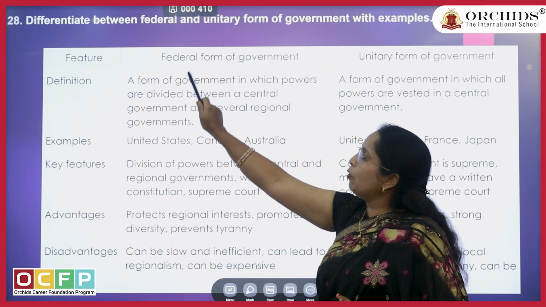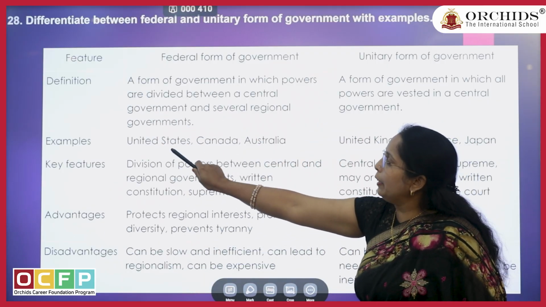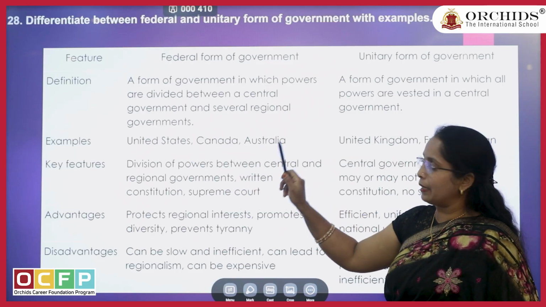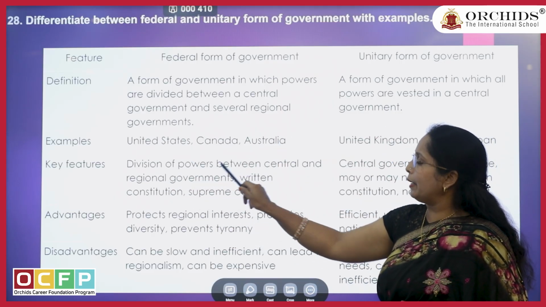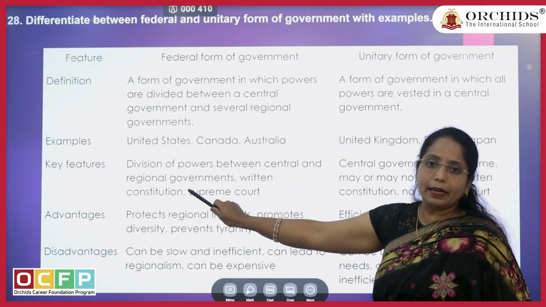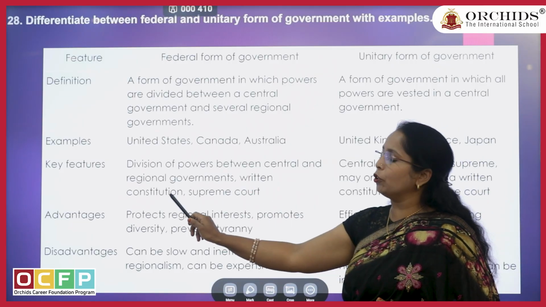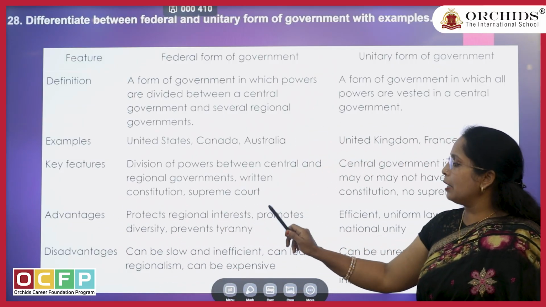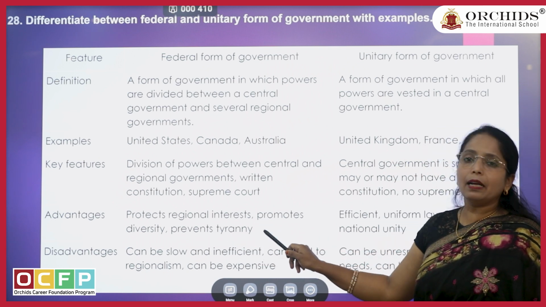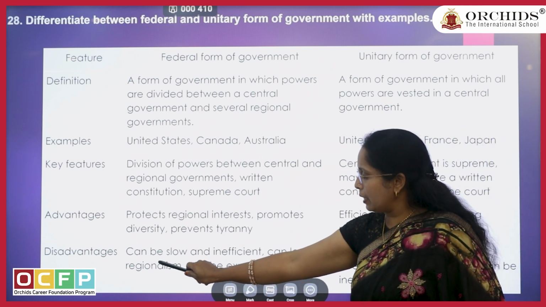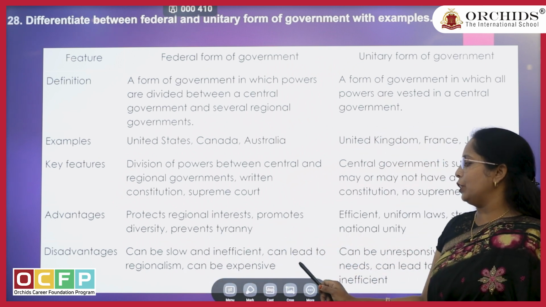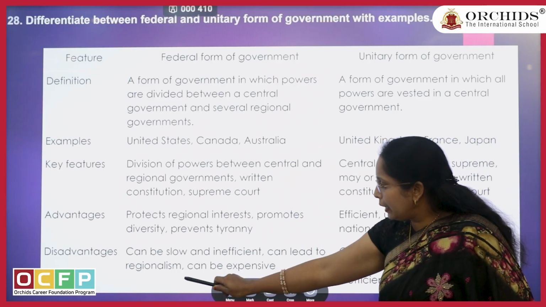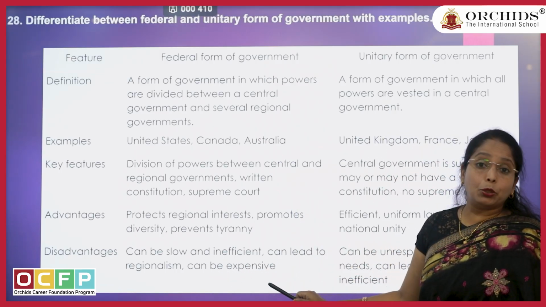See, in federal government, this is the definition, and USA, Canada, Australia are the examples. The key features you are writing: it is a division of power between central and regional government, a written constitution and a Supreme Court. And the advantages are, it protects the regional interest, promotes diversity, prevents tyranny. And disadvantages are, it can be slow and inefficient, can lead to regionalism, can be expensive also.